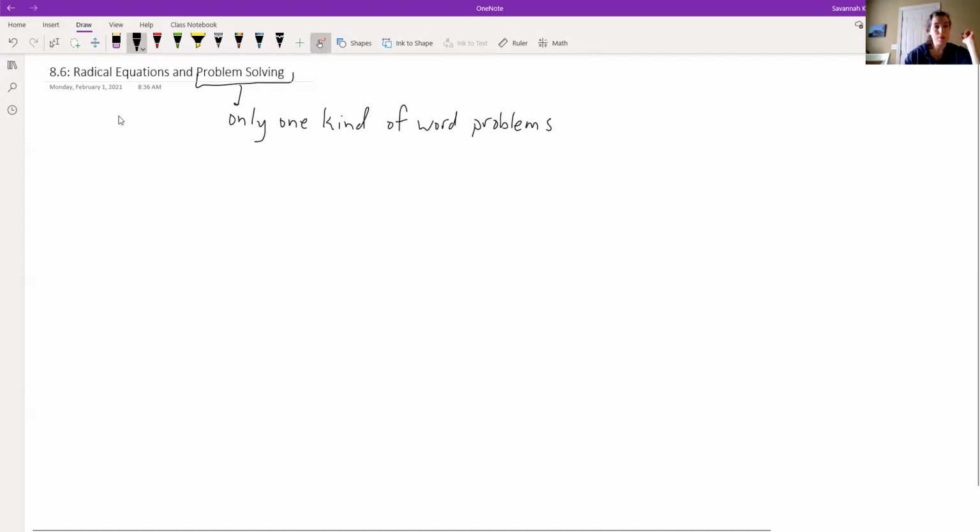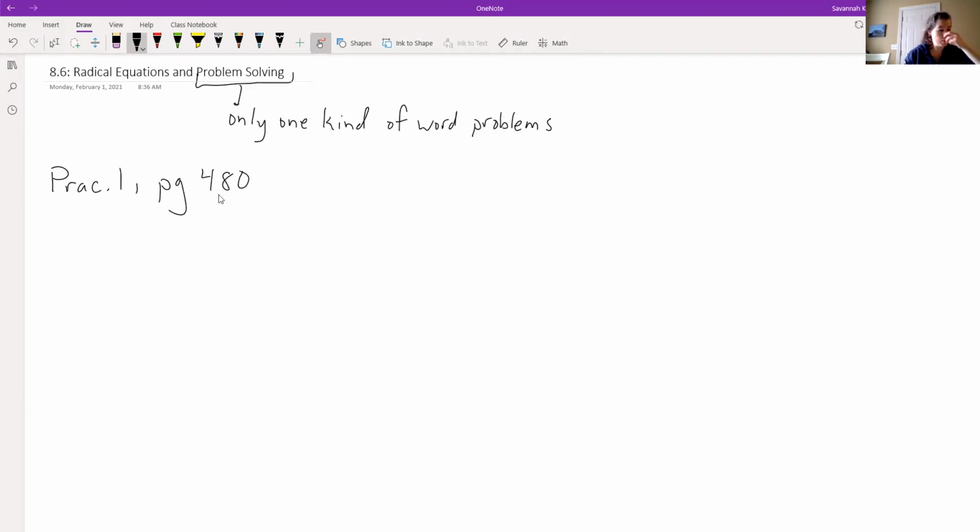So anyway, the bulk of what we're doing with these radical equations, and I'm just going to dive in. The book starts out with a rule, but the rule sounds like nonsense if you don't understand what they're referring to. So we're going to go to practice 1 and look at what we're dealing with here.